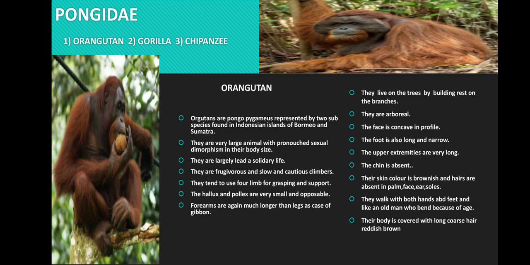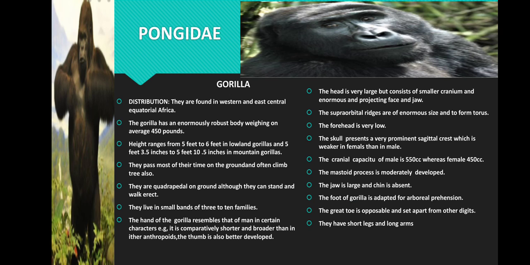Then the upper extremities are very long, and the hallux and pollex are very small and opposable. So these species are frugivorous and slow, cautious climbers. So this is all about the orangutan, right? The next species in the Pongidae family is the gorilla. So what are the characteristics of the gorilla?